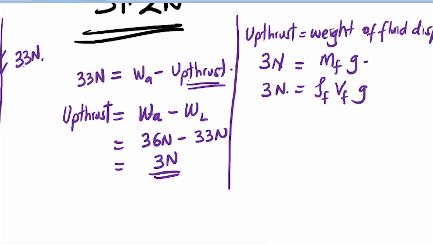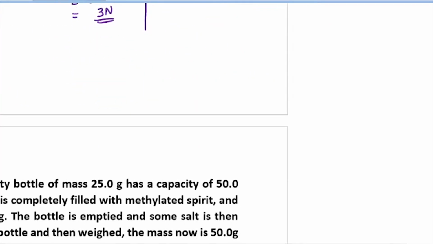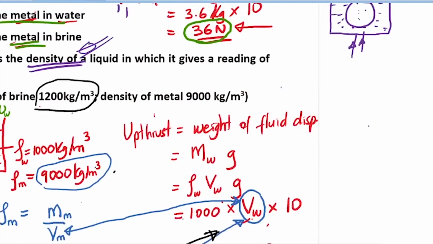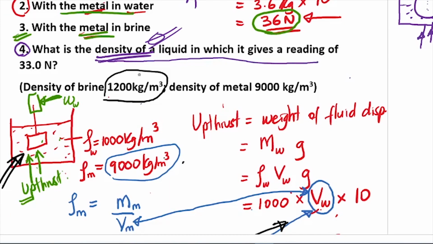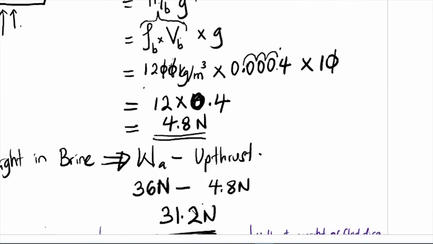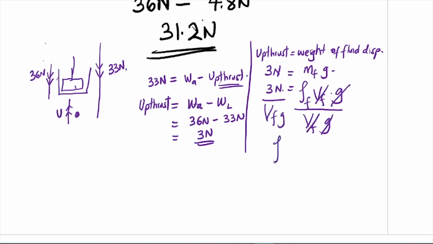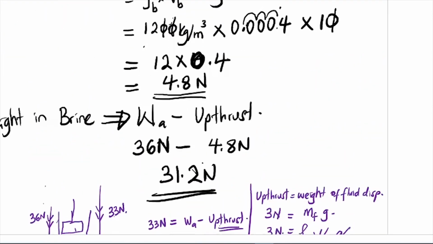And what does the question want? If you look at the question here, they want us to find the density of the liquid in which it gives a reading of 33 newtons. So to find the density of that liquid, we divide both sides by volume of the fluid times gravity. This goes with that, this goes with that. We shall remain with the density of the fluid giving us 3, divided by volume of the fluid, multiplied by gravity. And this is going to be 3 divided by the volume of the fluid, which is the same as the volume of the metal.